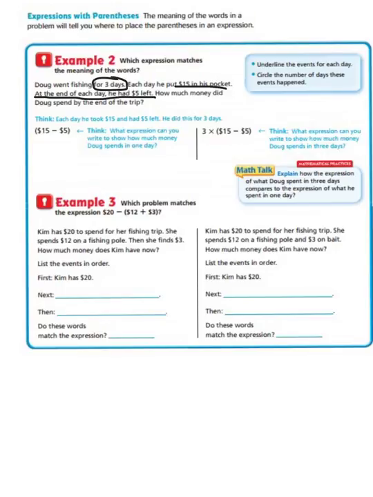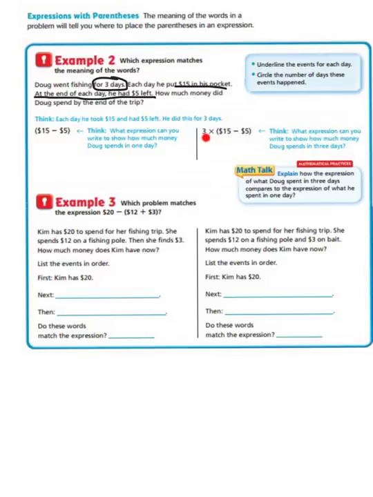So first thing we need to do is think. Each day he took $15 and had $5 left. He did this for 3 days. Well, we know that we've got to break the problem down and do what he does each day first. So we're going to think, what expression can you write to show how much money Doug spends in one day? And that's going to be the 15 that he put in his pocket and the 5 that he had left. And we know when somebody has something left, that's going to be a minus operation.